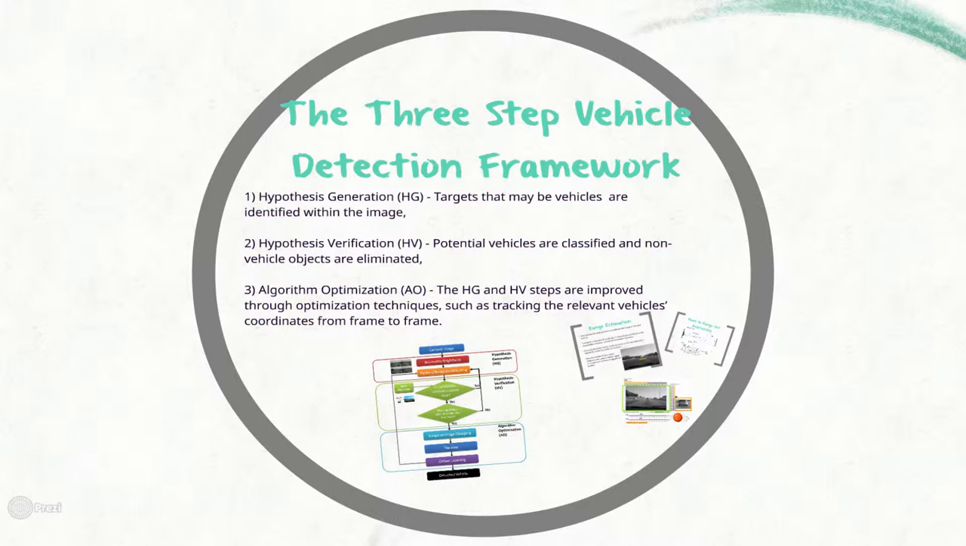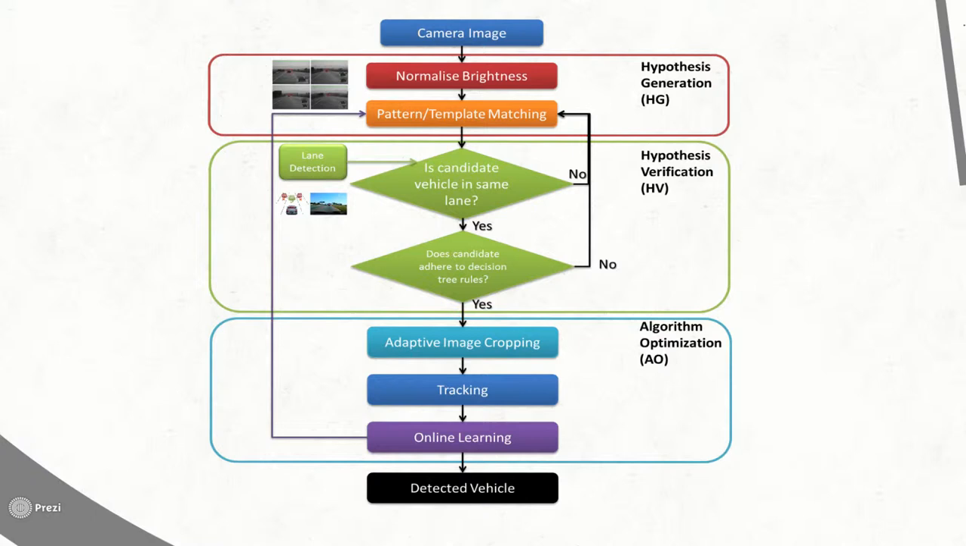The first step is hypothesis generation, where targets that may be vehicles are identified within an image. Second is hypothesis verification, where potential vehicles are classified and non-vehicles are eliminated. Then there's algorithm optimization, where the hypothesis generation and verification steps are improved through optimization techniques such as tracking of the relevant vehicles. What is nice about this framework is that it's fully customizable. You can put in any detection algorithm, any verification algorithm, and any optimization algorithm. It all depends on how they gel together and how well they work and the performance of the algorithm.